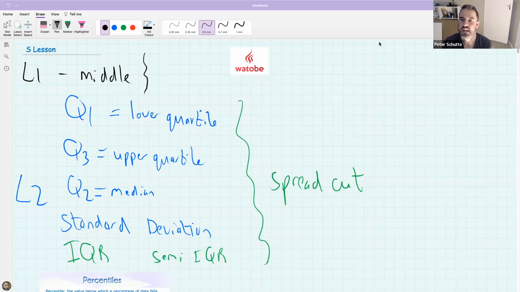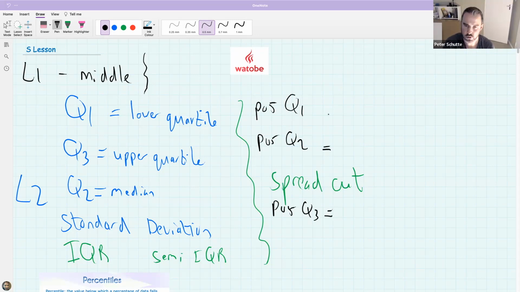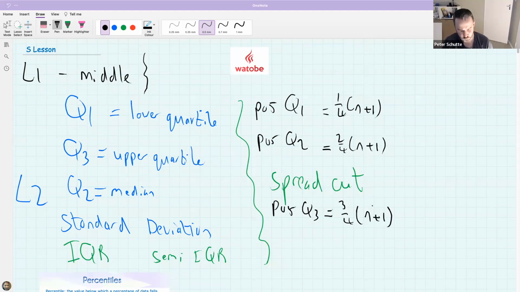Okay. Now, when we found Q1, Q3, and Q2, we used these things called the position formulas, and they helped us calculate the position of each of these things in a list before we went and actually found the value of Q1, Q2, and Q3. And the formulas we used were these ones. What does the N in the formula stand for? What does this N represent in the position formula?